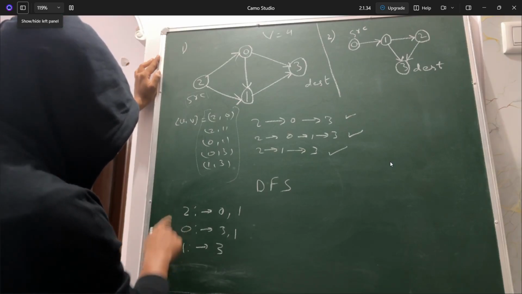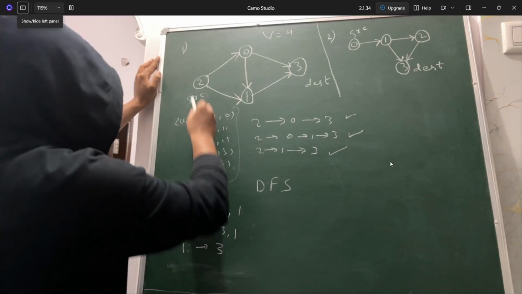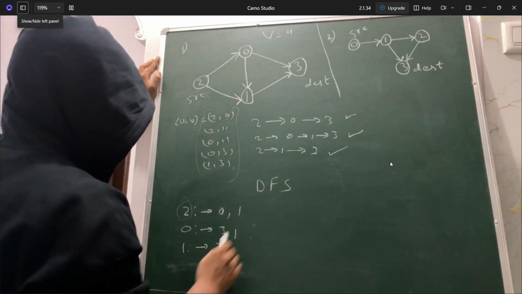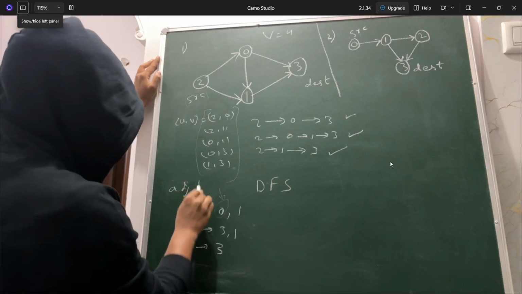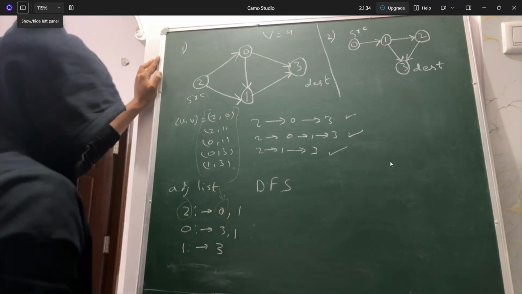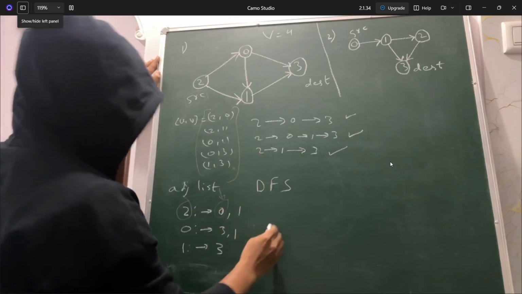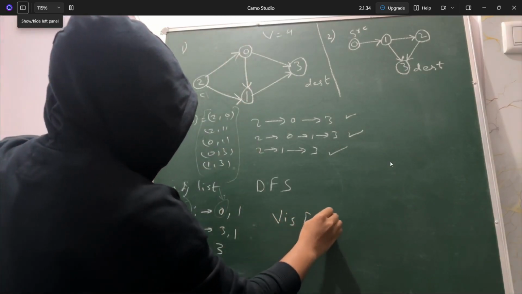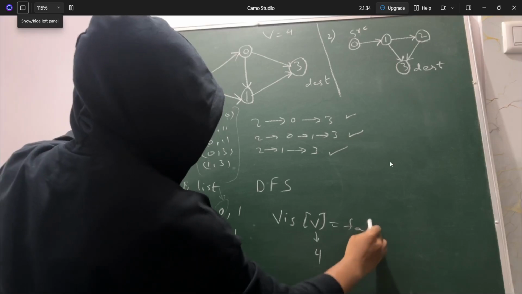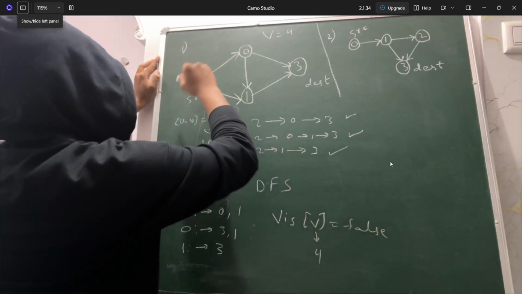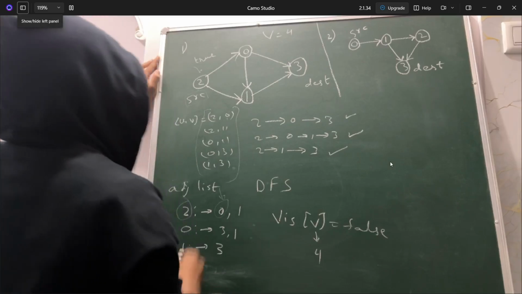This is the adjacency list. So in DFS traversal, we'll traverse from the source node, which is 2 here, and we'll go to the first node in this adjacency list. So I'm going from 2 to 0. And I'll keep one visited array of size V, which is 4 in this case, initialized to false initially. Whenever I'm going to 2, that will be set to true in this visited array.